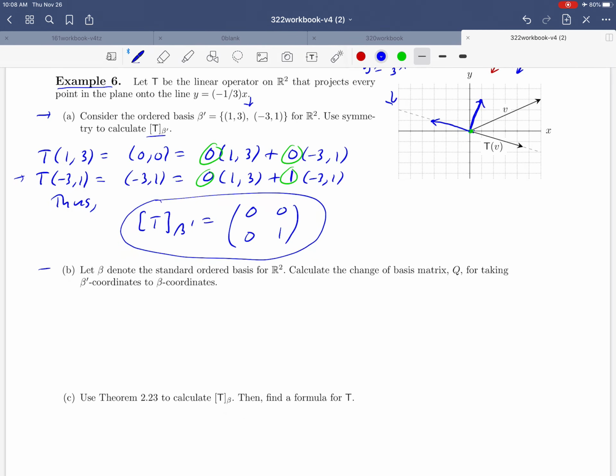Okay, step 2. Let beta denote the standard ordered basis for R2, and we'd like to calculate the change of basis matrix taking us from beta coordinates to beta prime coordinates. So we'll take our two beta prime vectors, and we want to write those as linear combinations of the standard ordered basis, which is relatively easy, again, because the standard ordered basis is such a nice basis.